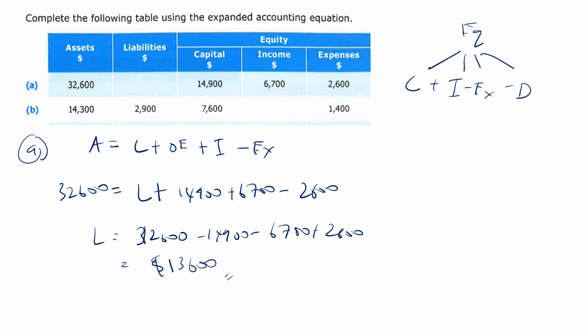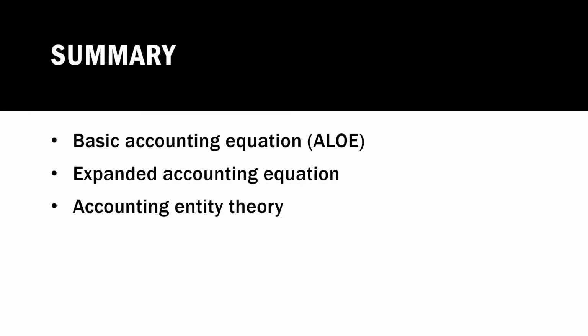I think you can also try for income using the expanded equation. Just to summarize things up, we have the basic accounting equation to write and spell out in full. And from there, we can get the expanded accounting equation. And remember that the reason why we record capital and drawings is because of the accounting entity theory.